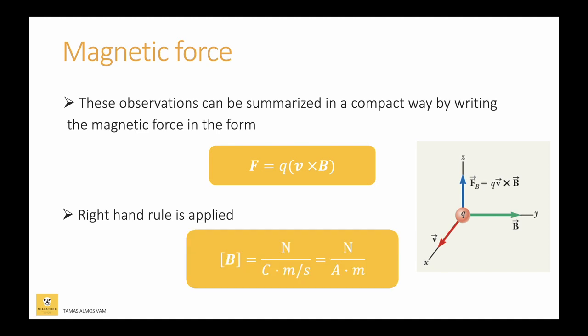Then going into the unit, if we want to express B from this expression, then we divide by the velocity and the charge. So we get Newton over coulombs times meter per second, and then realizing that coulombs over seconds is amperes, this is going to be Newton per ampere meter.